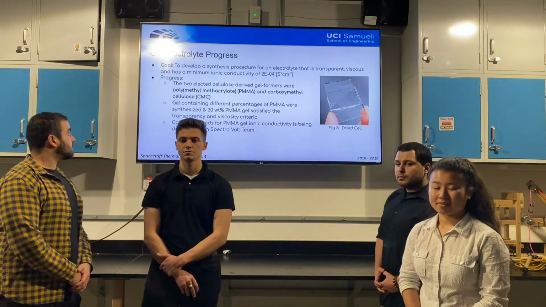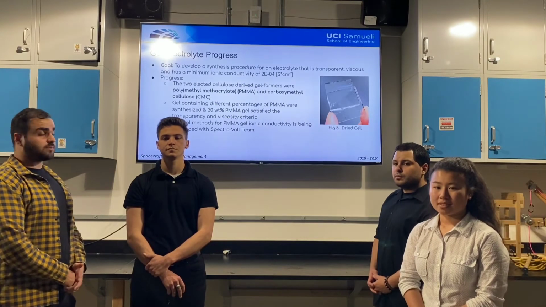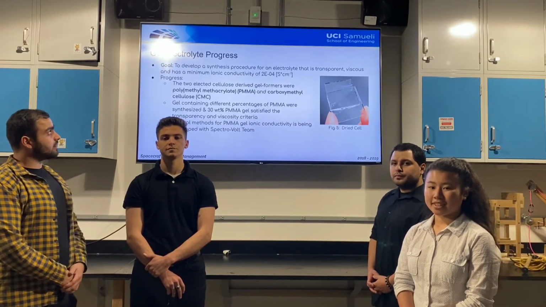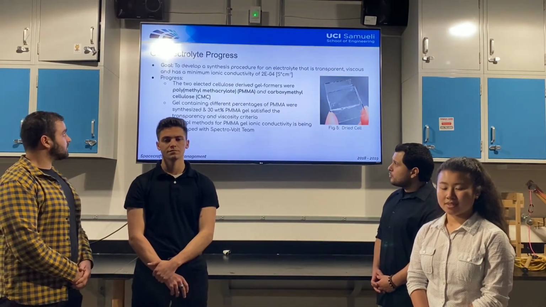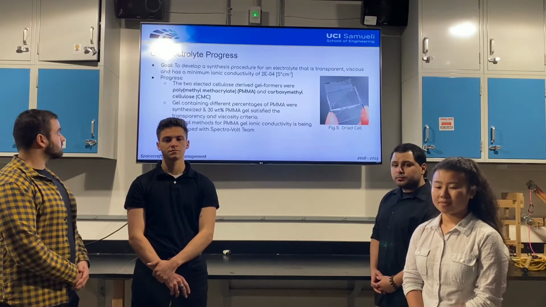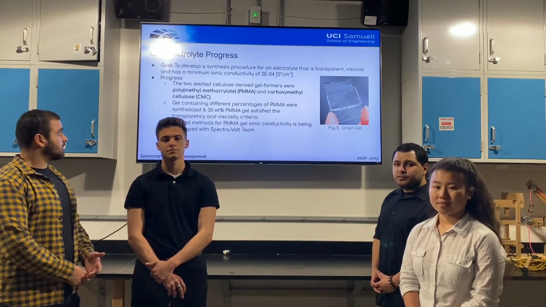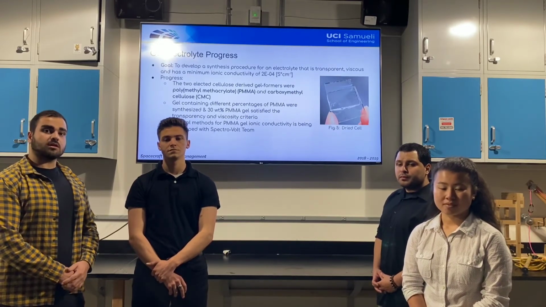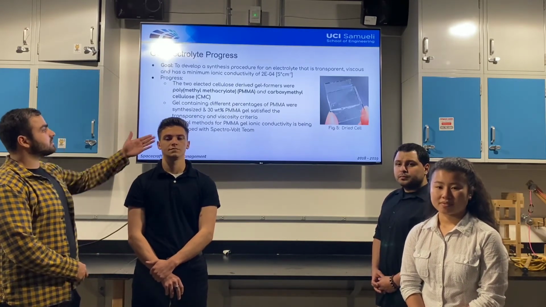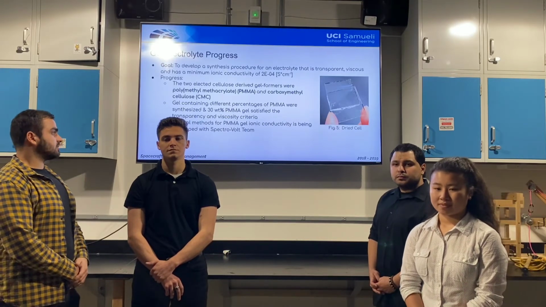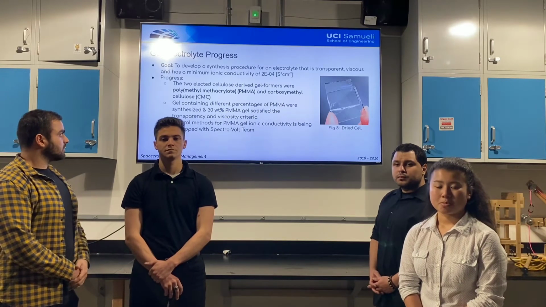The gel electrolyte team is looking to develop a synthesis procedure for an electrolyte gel that is both viscous and transparent, as well as having a minimum ionic conductivity of 2 × 10⁻⁴ Siemens per centimeter. The progress this quarter has been selecting 2 gel formers, one being PMMA and one being CMC. Gels containing different percentages of PMMA were synthesized, but only the 30 weight percent PMMA gel had a transparency and a viscosity within the criteria. This gel can be seen in figure 5. This picture was taken after the cell was dried. Control methods for PMMA gel ionic conductivity are currently being developed with the Spacecraft team.